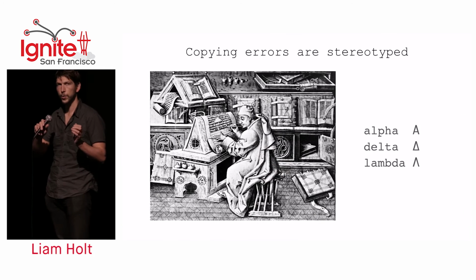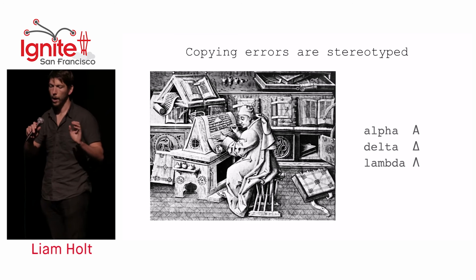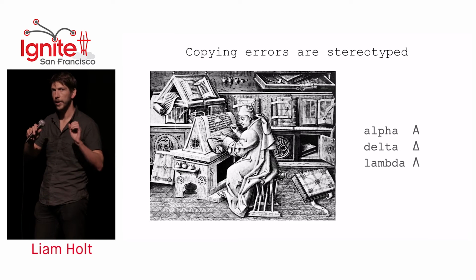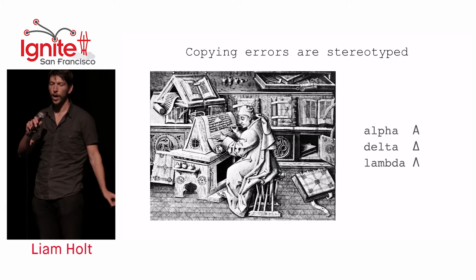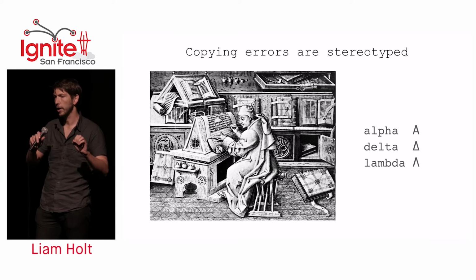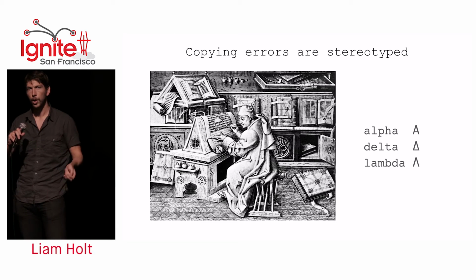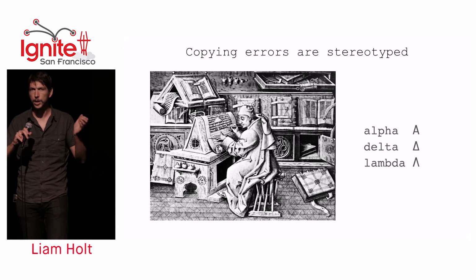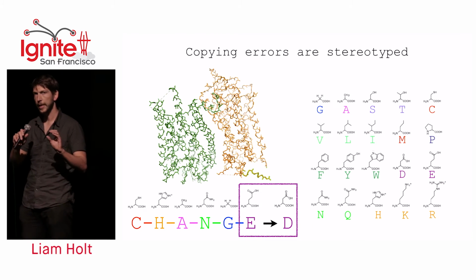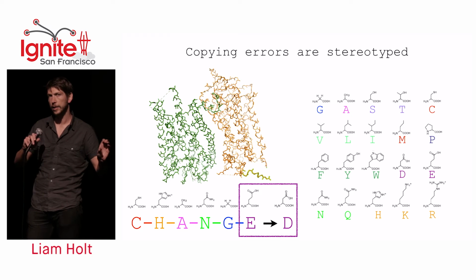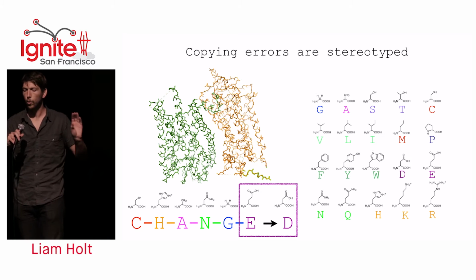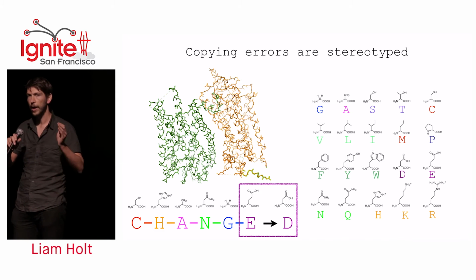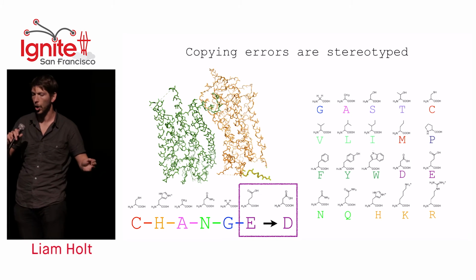So to resurrect proteins, we need to know 2 things. The first thing we have to know is that copying errors are stereotyped. Just like in ancient times, the scribes would mistake similar-looking letters for one another. It's the same thing in evolution. When proteins are duplicated millions and millions of times, you make mistakes. And similar-looking amino acids tend to be mistaken for one another, just like the letters. And so there are rules. We have an idea about how evolution works, which direction it's likely to go.